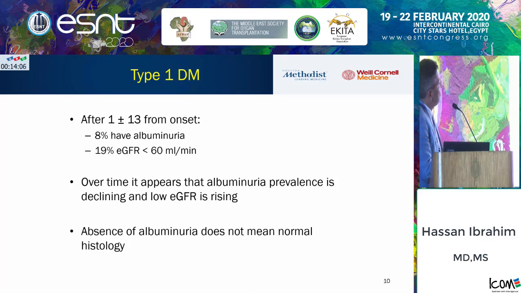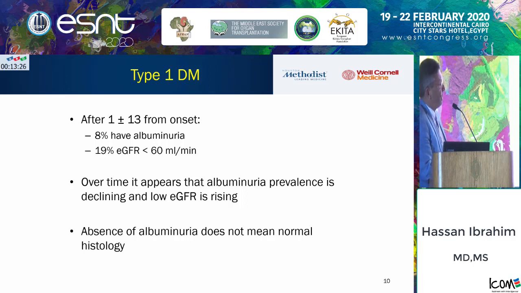So let me just show you major features, and these are numbers I remember because it's helpful to teach fellows about diabetic nephropathy. Type 1 diabetes, albuminuria developed 1 to 13 years from onset. 19% of them will have eGFR less than 60 at presentation. Now, the classic teaching was, if you developed albuminuria in type 1, you would be destined to develop kidney disease. This is no longer true. You could develop transient albuminuria, and it actually does not lead to kidney function loss.